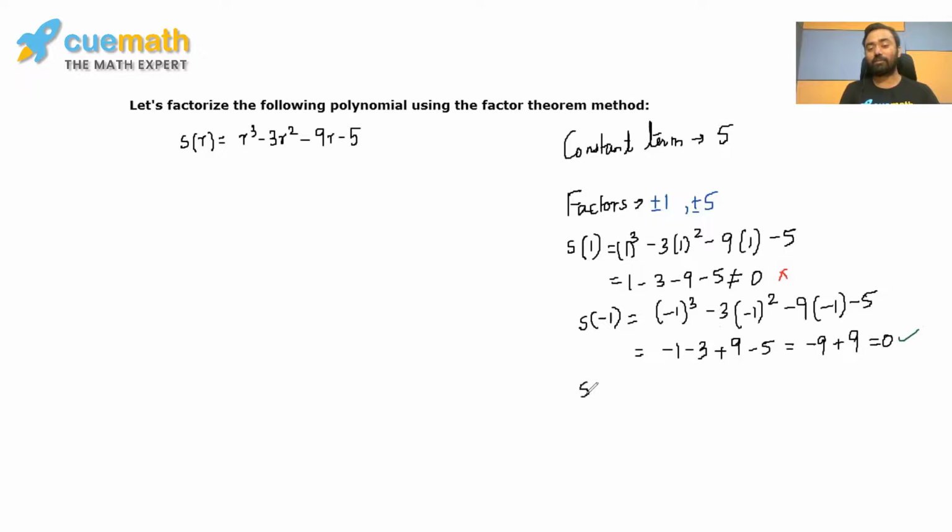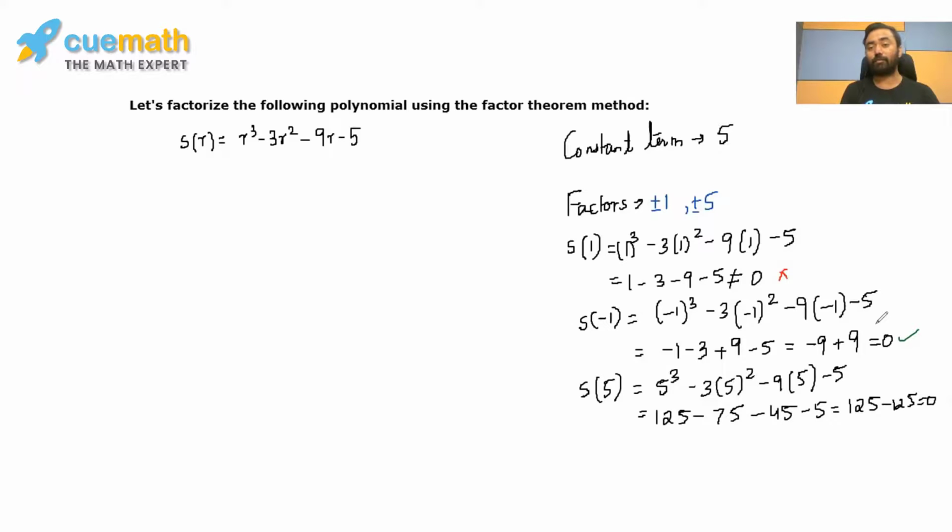Let's check for the next number. So S of 5 equals, we take 5 cube minus 3 times 5 square minus 9 times 5 minus 5. If we simplify this further, we get 125 minus 5 square is 25, 3 times 75 minus 45 minus 5. So basically we get 125 minus 125, which is again 0. Hence we've got the other root as well, which is 5.